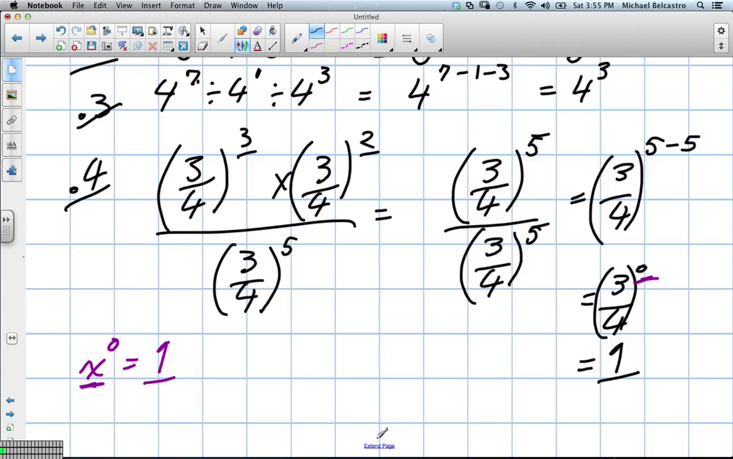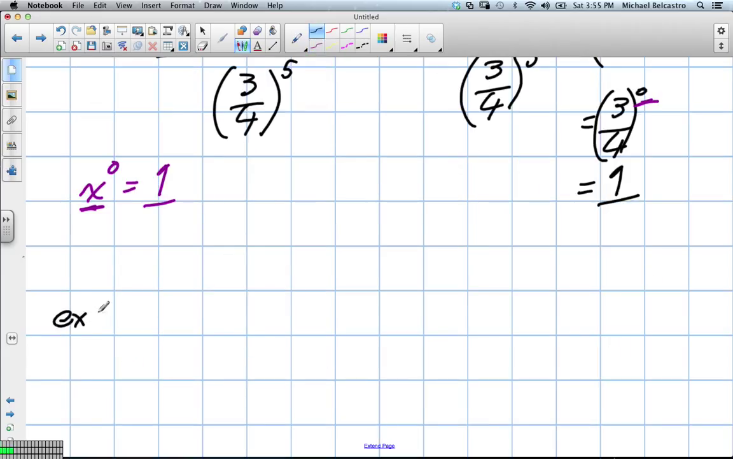Okay. So that taught us an extra little rule. And then we'll finally jump into the very last one here, our final example. We'll call it number 5. I'm going to go (2 to the power of 2) to the power of 4. Now, look at this number 2. Is there an exponent, or is there supposed to be a power there?